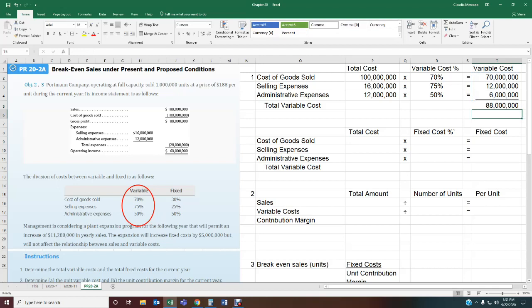And that gives me total variable cost of 88 million. We're going to do the same thing, but now we're going to do it for fixed costs. They're asking us to do the total for variable costs and for fixed costs for the year. So once again, we're going to pick up the same totals. I've got 100 million.